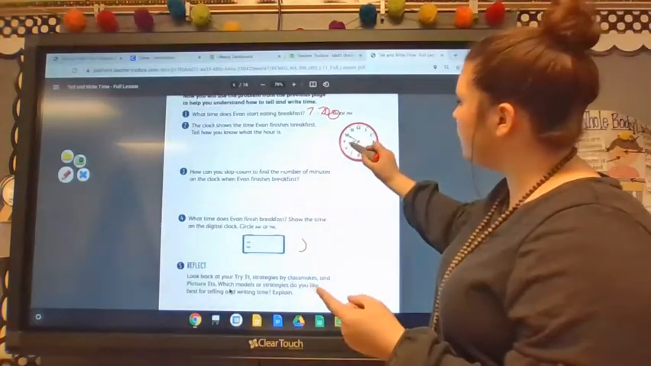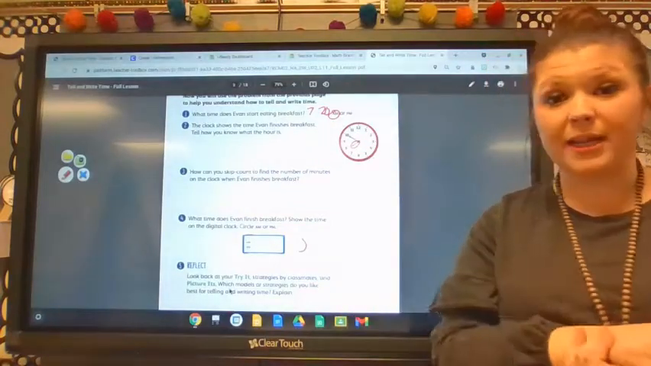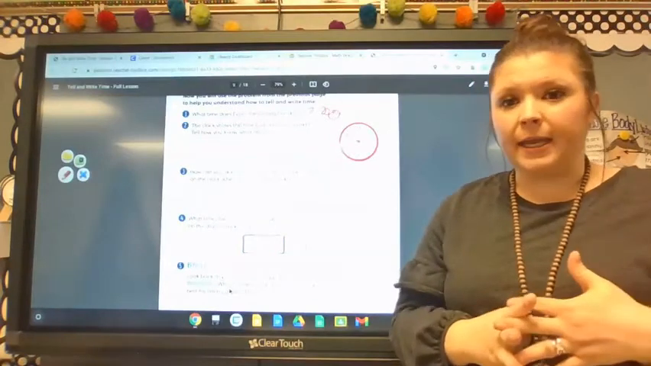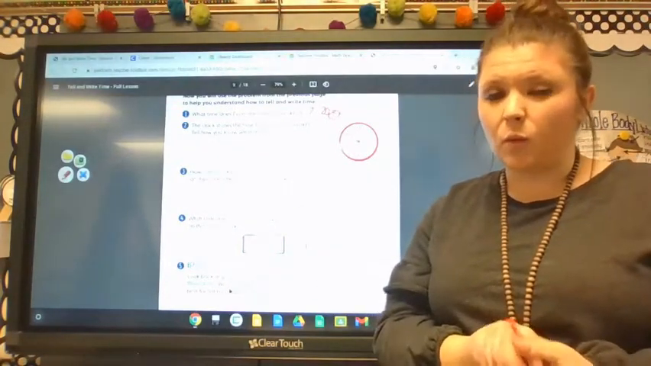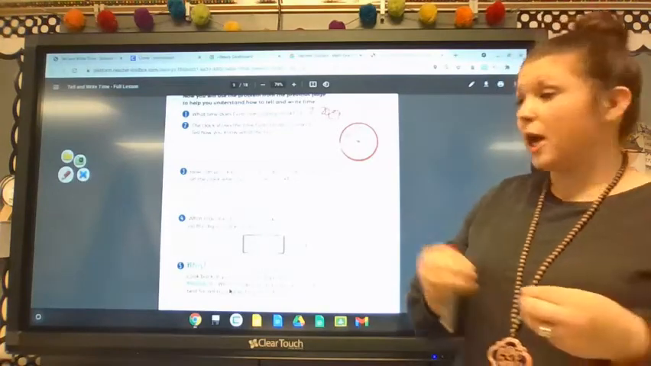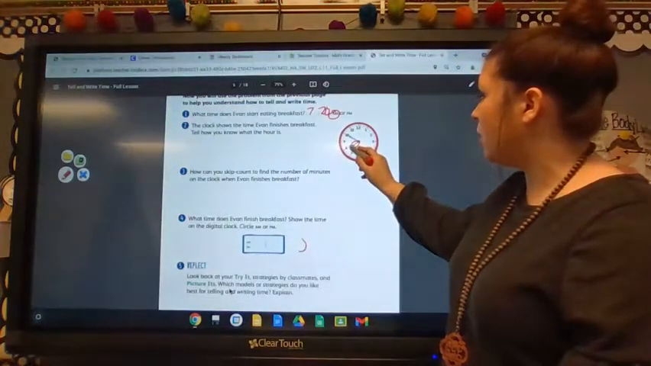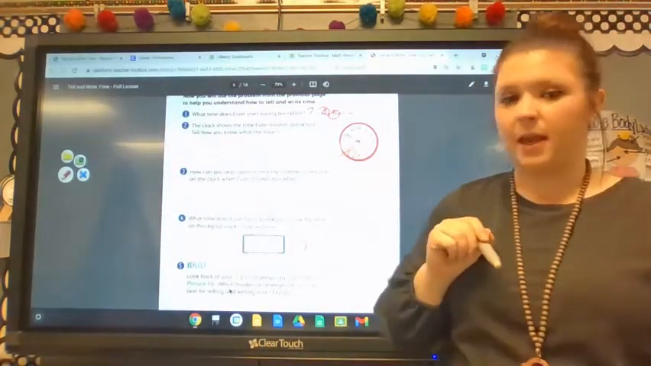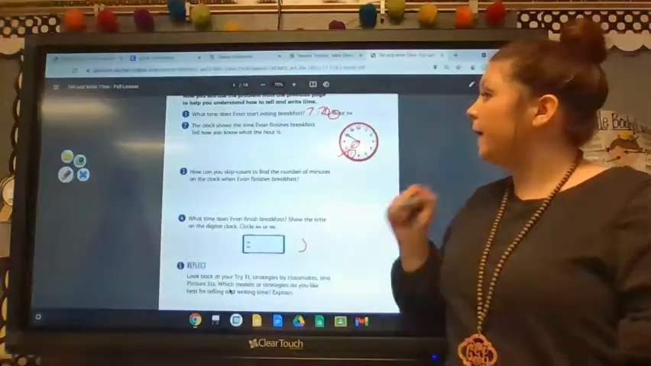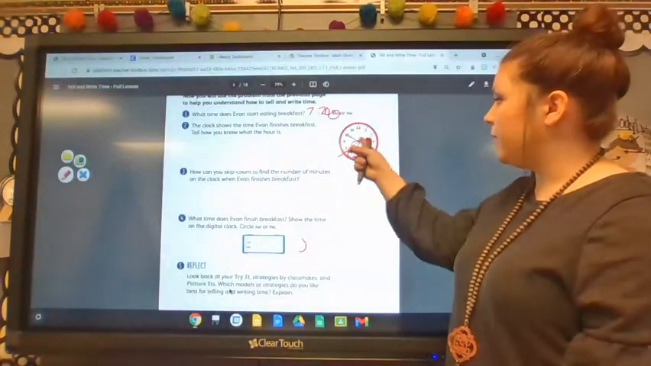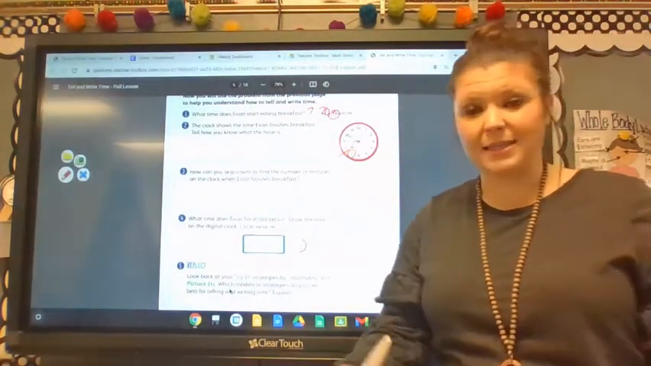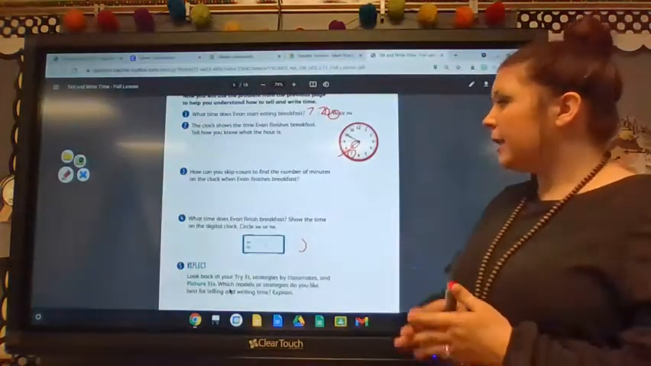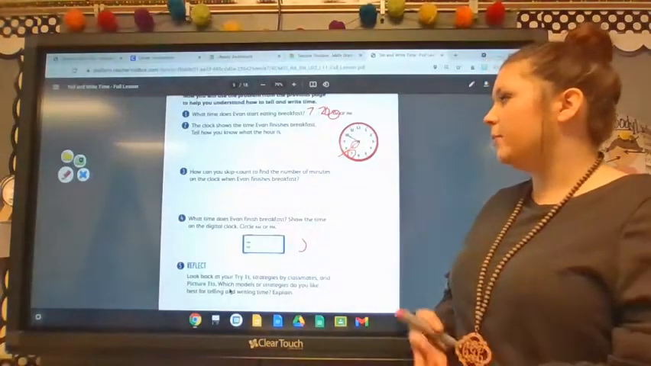So I want you to circle the hour hand. The hour hand is the shorthand, right? We look at the hour hand, and if it's not directly pointing on a number, we look at the hour that it has just passed. So if I follow this all the way out, it has just passed the 7, okay? So we know that the hour is 7 because the hand has just passed the 7, but it hasn't made it to the 8 yet. Now we can skip count to find the number of minutes.